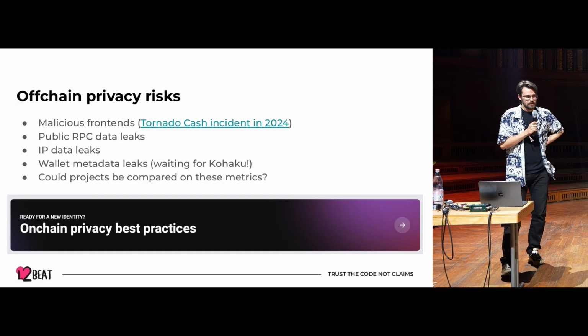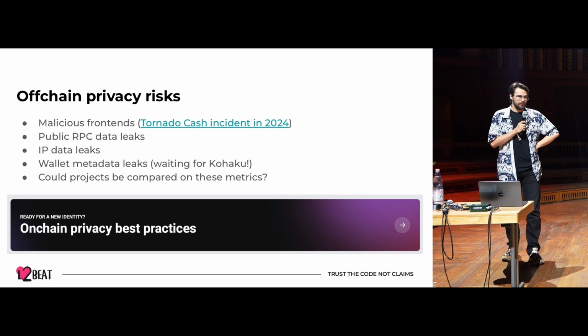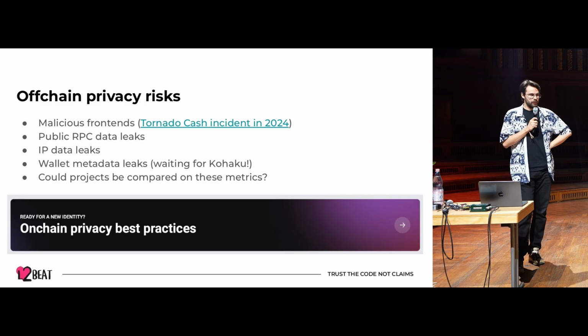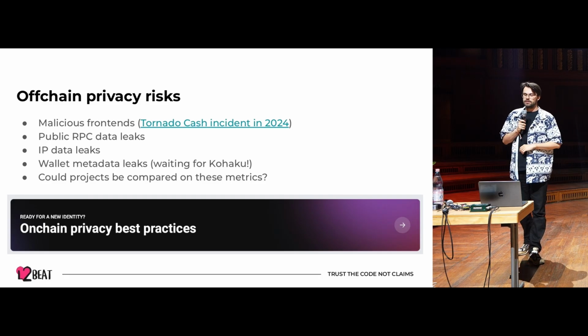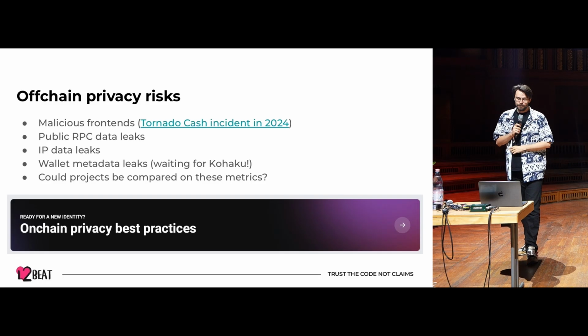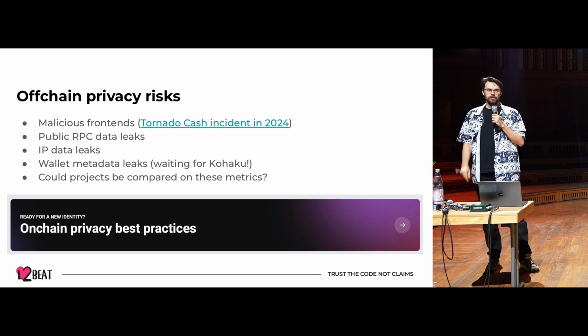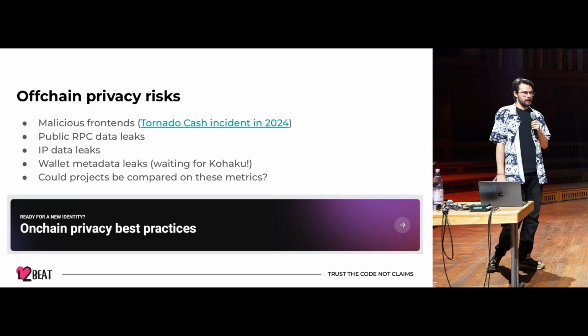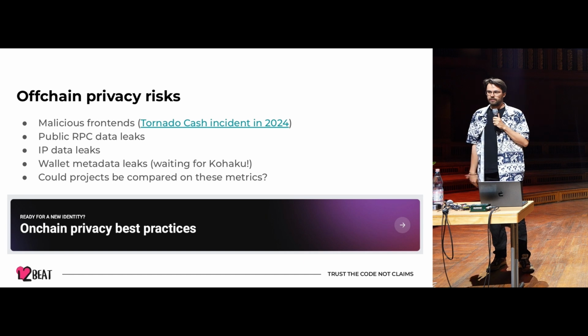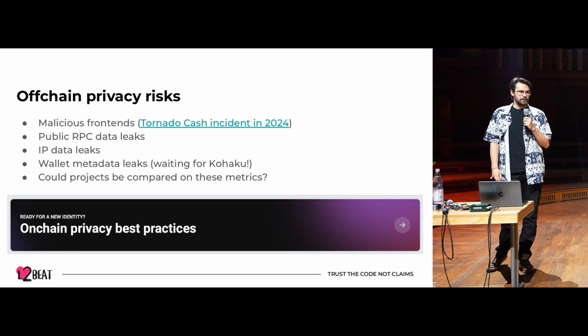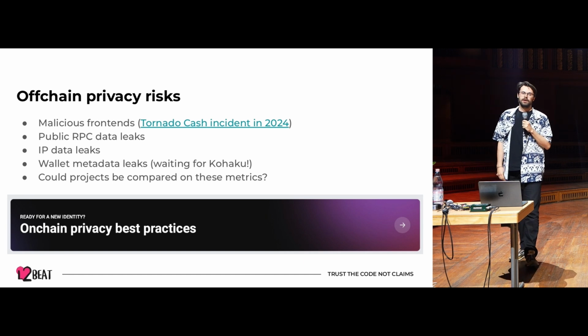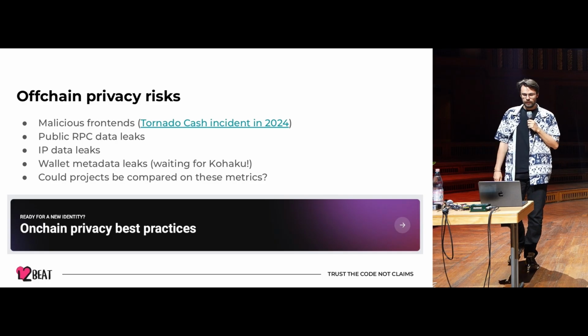But some of the other things we were looking at, for example, off-chain privacy risks. We wrote this best practices that tries to look at this a bit more holistically. We think that just looking at what's happening on-chain, anonymity numbers, anonymity sets is not enough. We also have the issue of malicious front ends, the issue of wallets and RPC leaking or reading your private data, some IP data leaks.